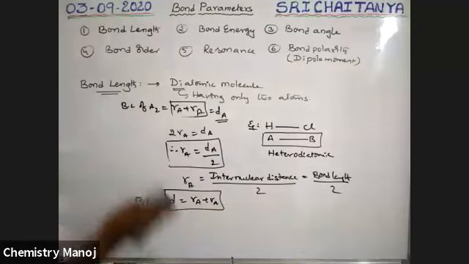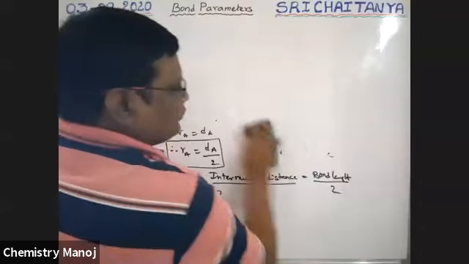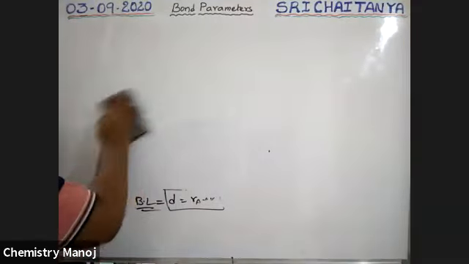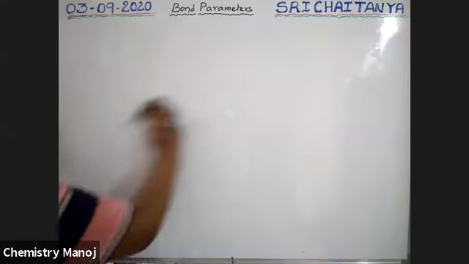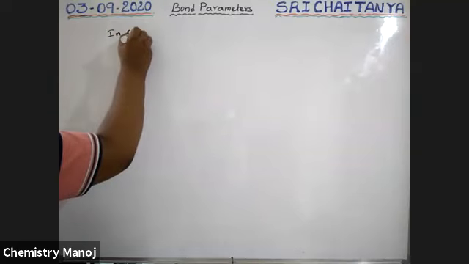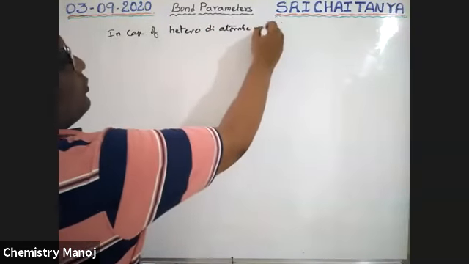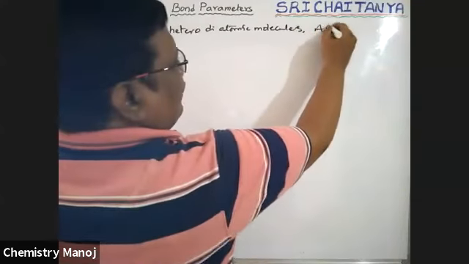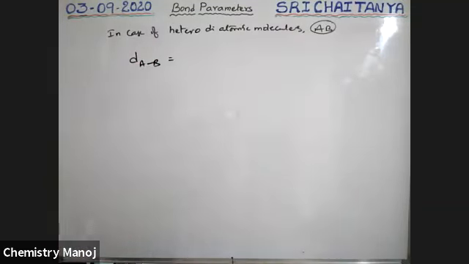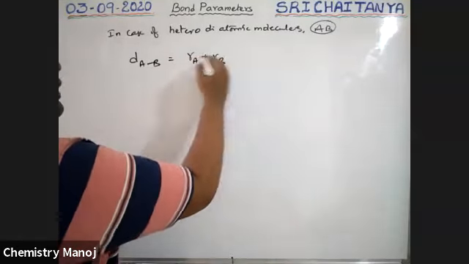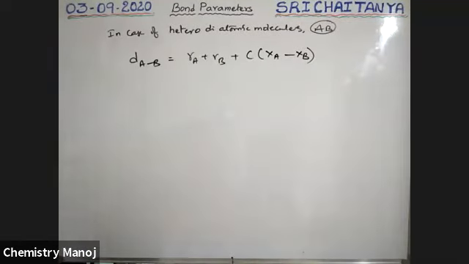Now, in case of heteroatomic molecules, in case of heterodiatomic molecules, that is AB type molecule, the diameter of AB is equal to radius of A plus radius of B plus C into XA minus XB.